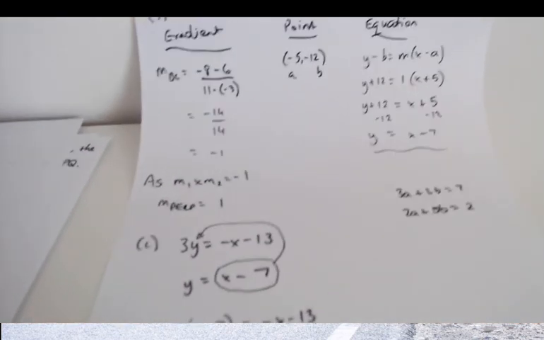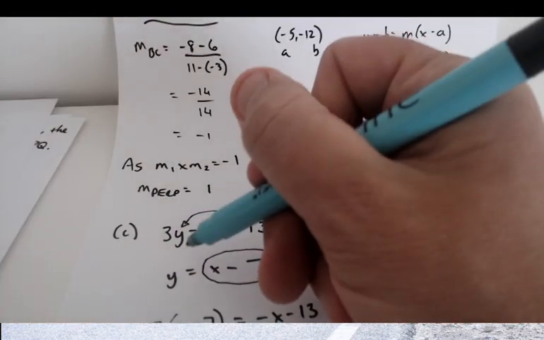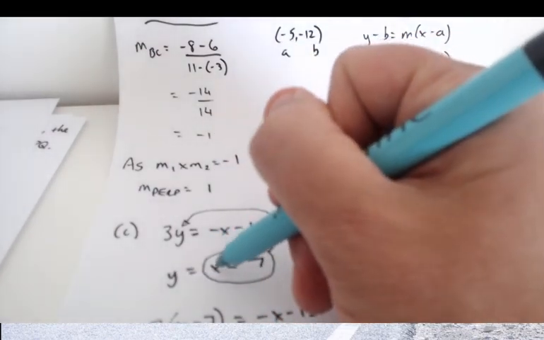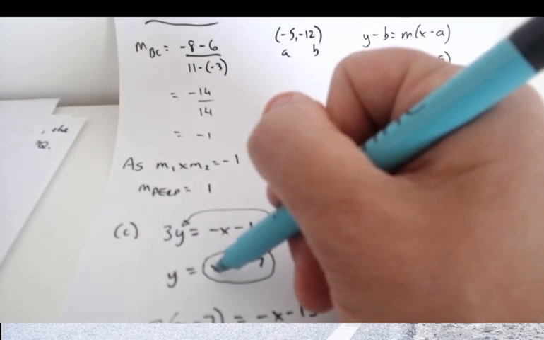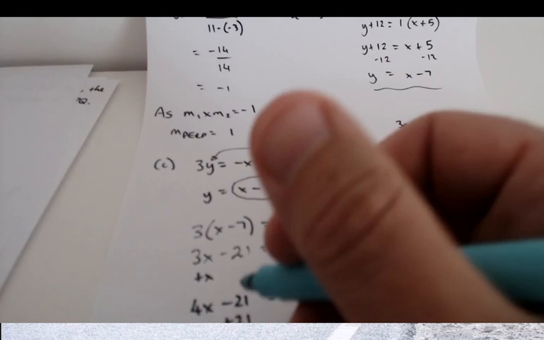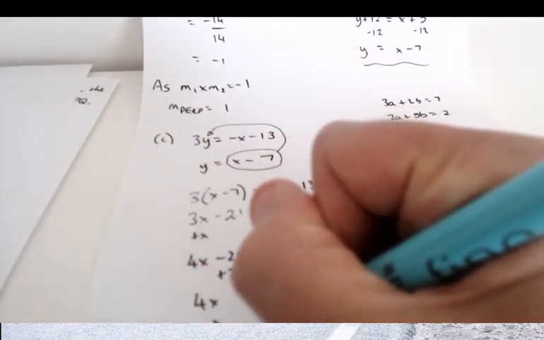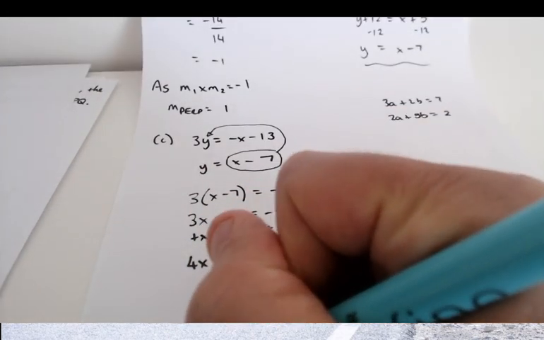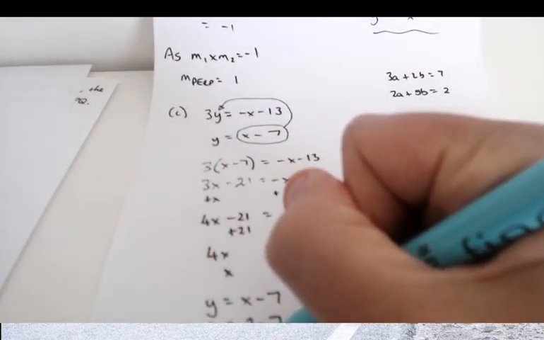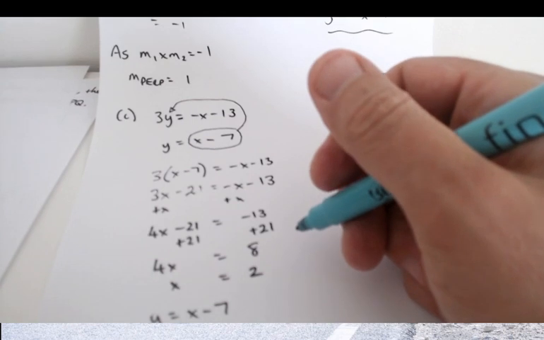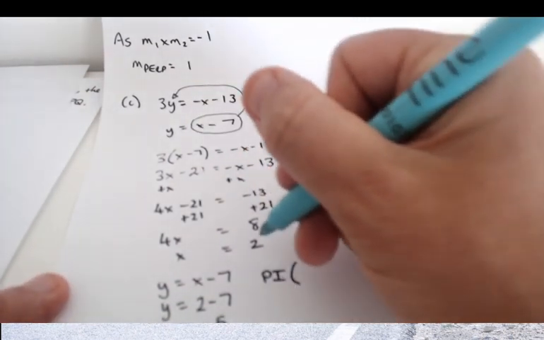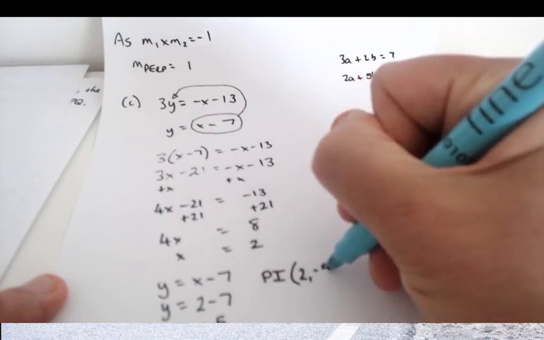Well, I'm going to have to go back up to here. This equation tells me what y equals. So by replacing x with the number we've just worked out that it is, I can get the y coordinate. So I'm going to use the equation y equals x minus 7. I now know that x is actually 2. 2 take away 7 will give me a minus 5. So that means that the point of intersection, or PI, is 2, minus 5.